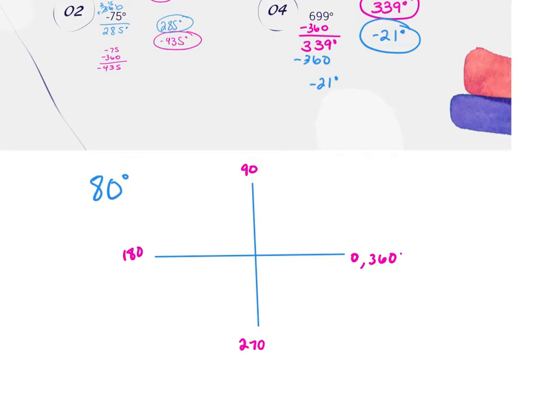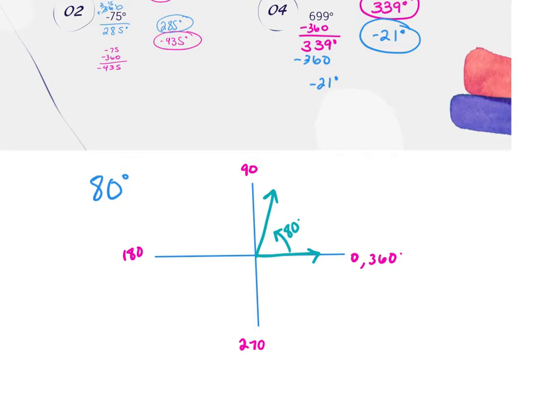So if I wanted to draw 80 degrees, I would start with my angle on the right, because that's where I start all of them. And I would go just shy of 90. It doesn't have to be perfect, but just shy of 90, and let's say that this is 80 degrees. You have to have the little arrows on the pole. Clockwise is negative, counterclockwise is positive. Correct.